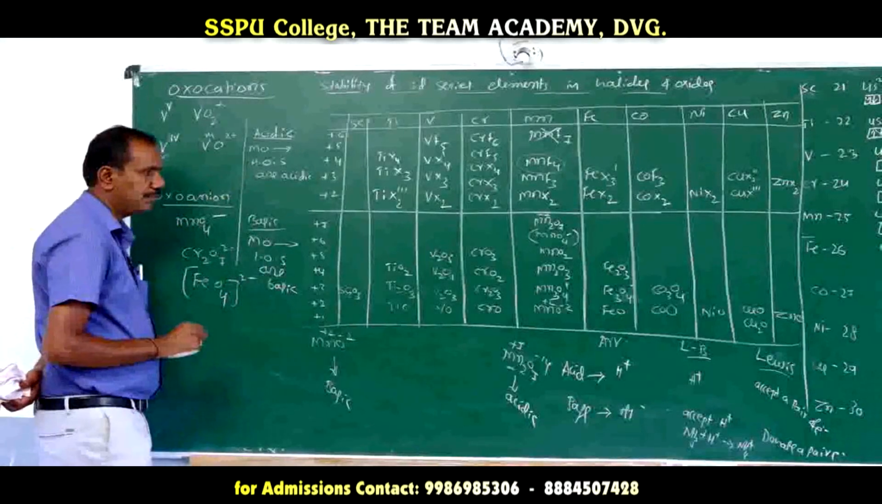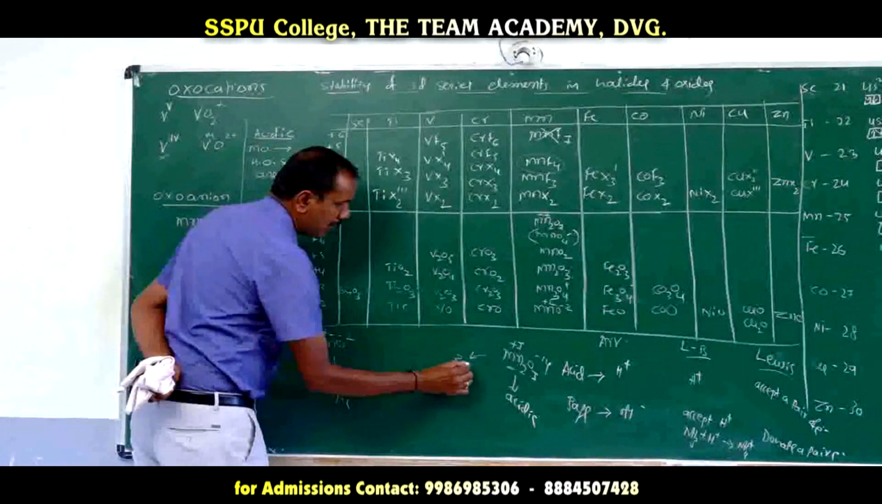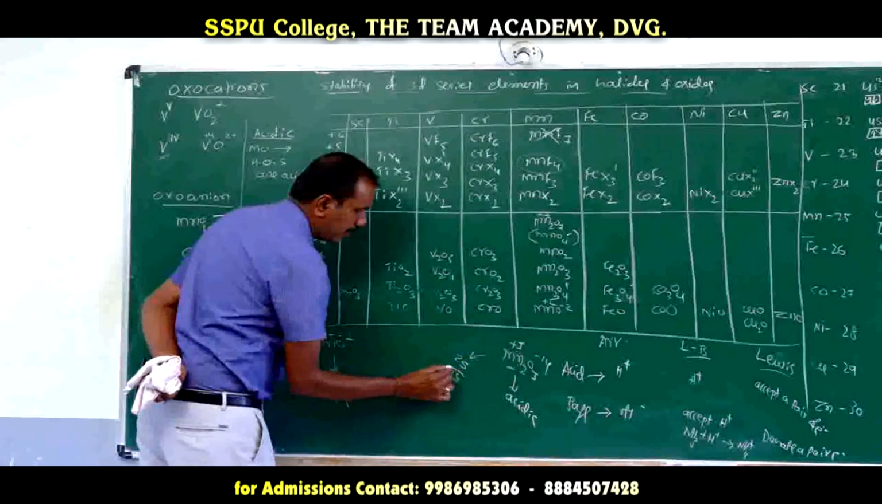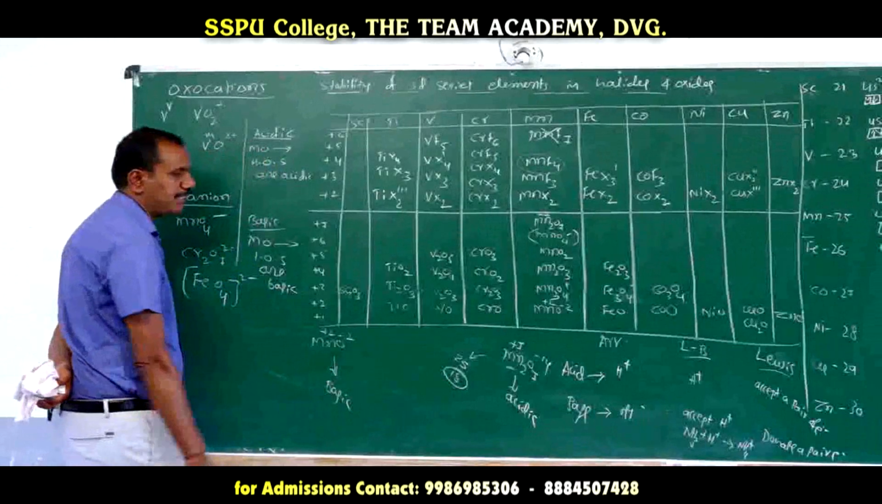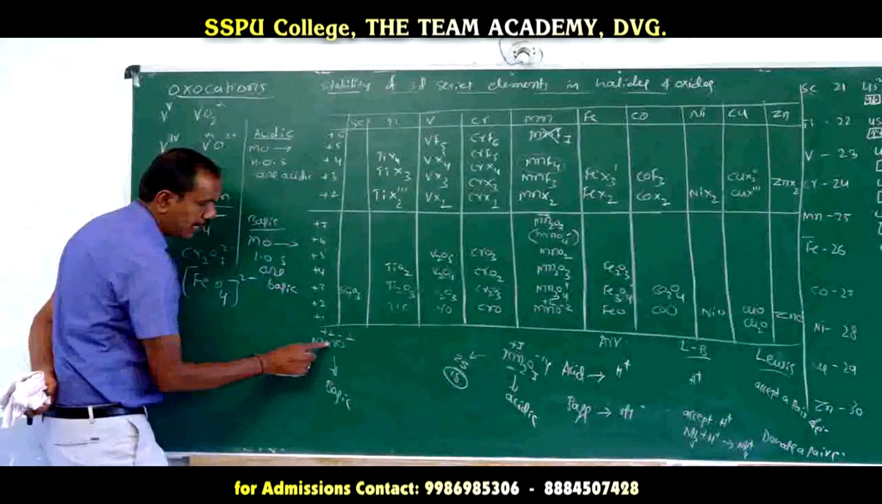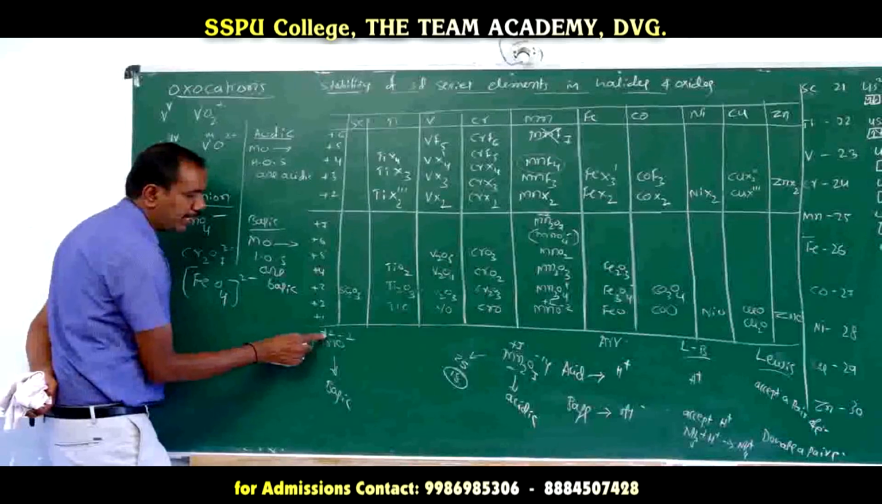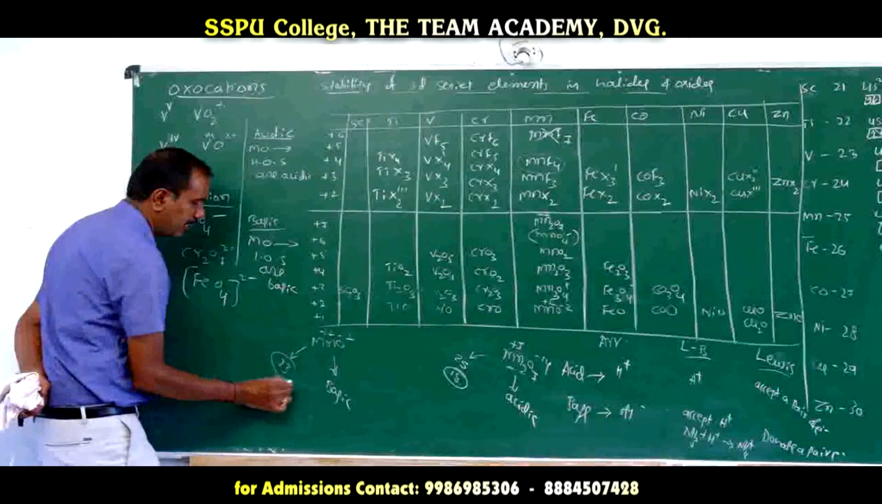Why, sir? Mn has atomic number 25. +7 means it has lost 7 electrons, and then there are only 18 electrons left. The atomic size is very, very small. Here Mn is atomic number 25, and if it loses 2 electrons, it is only remaining 23.